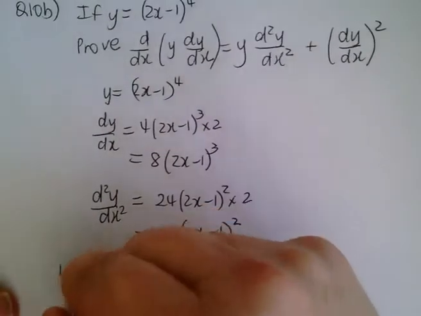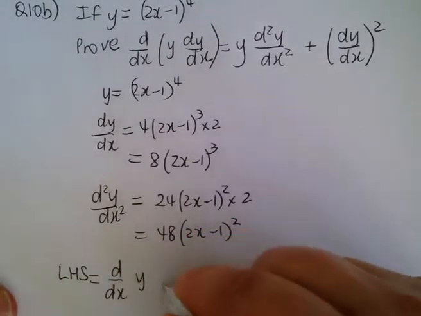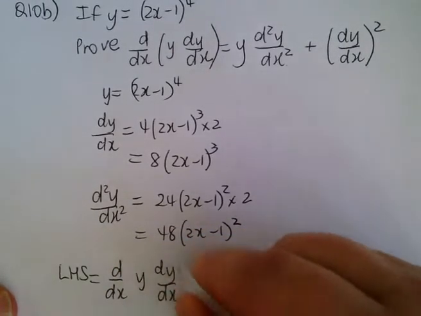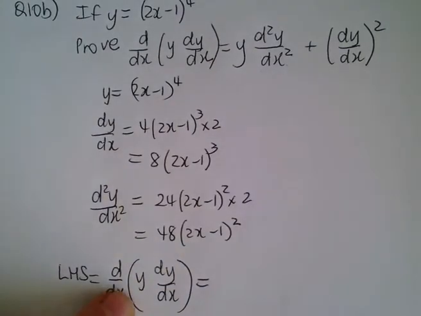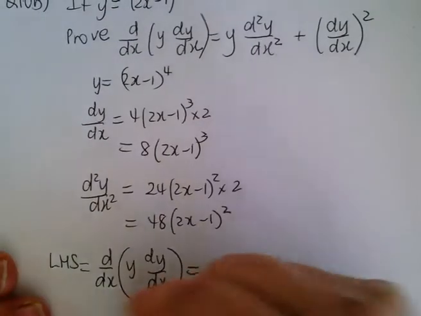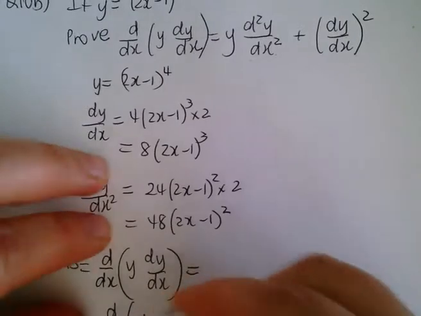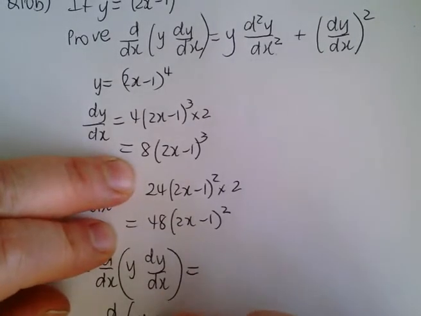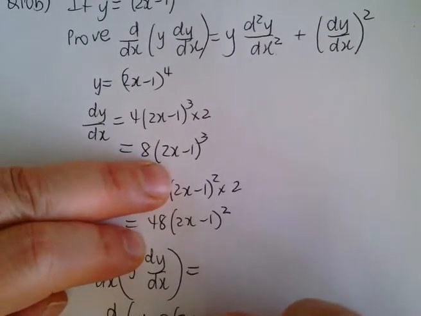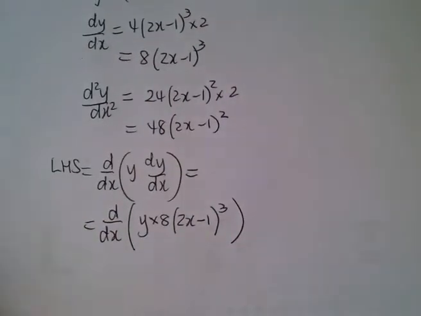Left-hand side is d by dx of y times dy dx. So it's the derivative of y times that. So we've got to go equals d by dx of y times 8 bracket 2x minus 1 cubed. Got a bit of a problem there. That looks a bit weird. What do I need to do with this y?